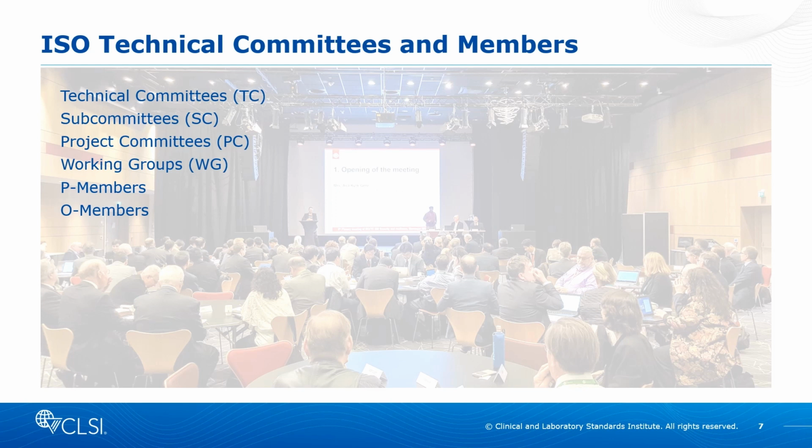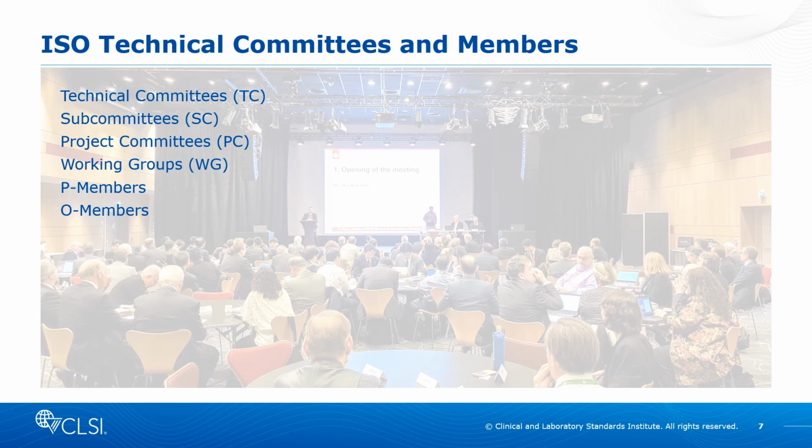Project committees are formed to develop a single document that does not fit under an existing technical committee. The project committee might later be disbanded or converted to a standing technical committee if more documents are to be created. For example, TC283 on occupational health and safety management started as a project committee a few years ago. It is now identified as a technical committee.